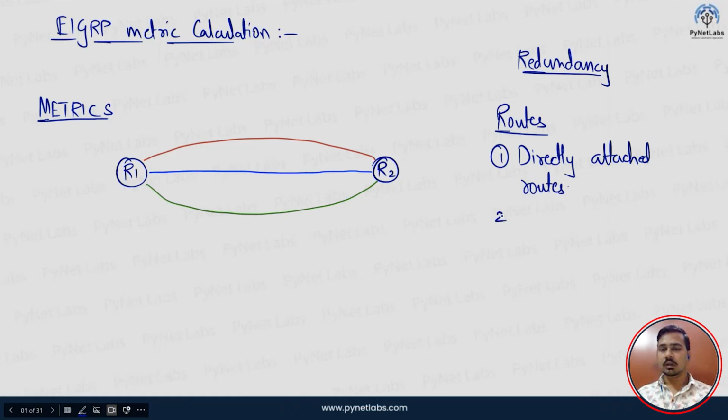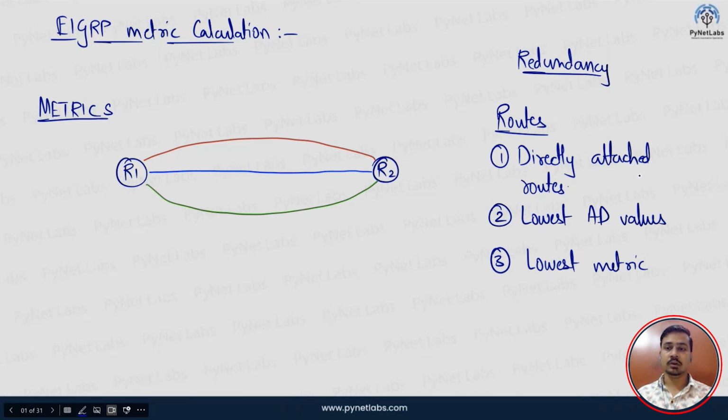The second one is that they compare the routes with the lowest AD value. The third is that they compare the lowest metric, so they always go for the lowest metric. If a router has three options, the first thing it looks for is any directly attached, or locally attached, route to the destination. In this case, we don't have a local connection to the destination, so it looks for the route with the lowest AD value.